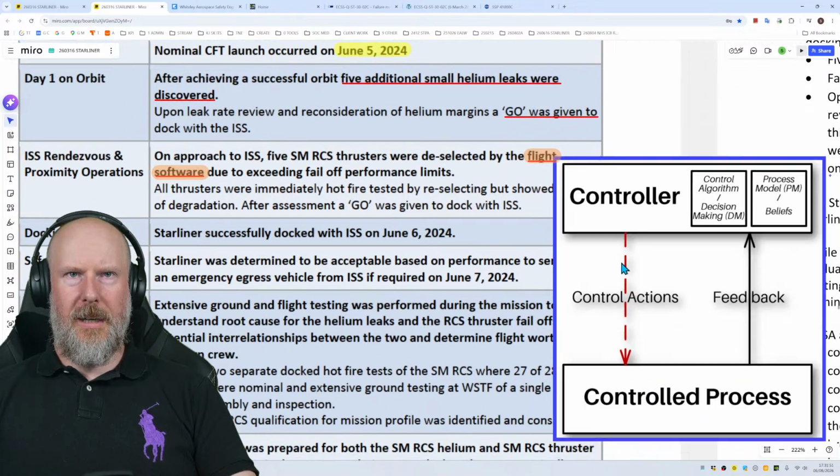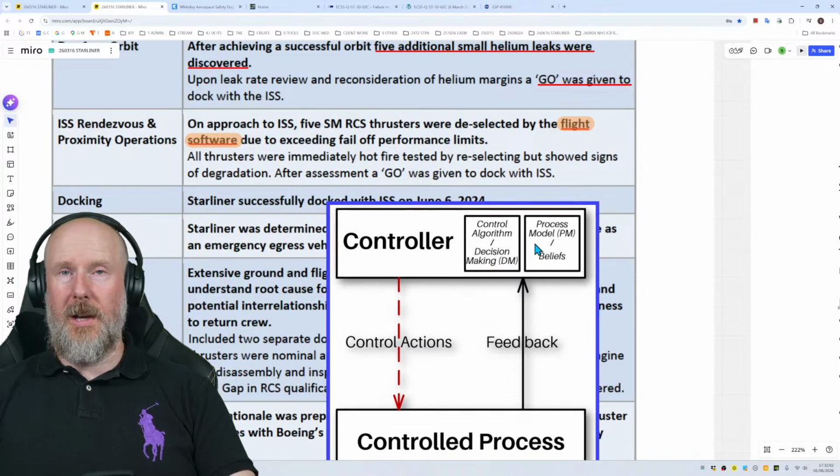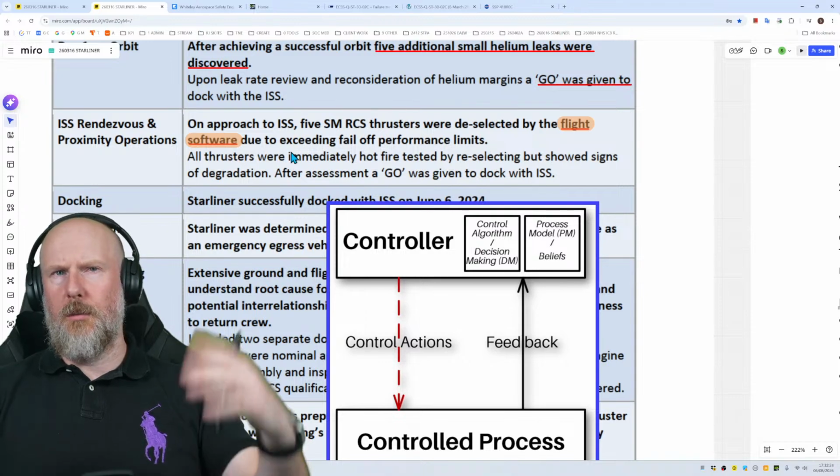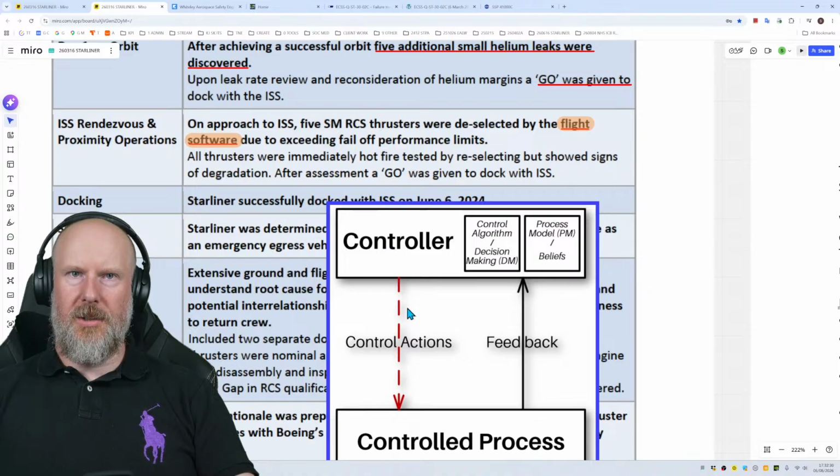So we've got the flight software, and on approach to ISS, 5 thrusters were deselected by the flight software. So the flight software has made a decision based on a control algorithm. It's a piece of software, so there's a programmed algorithm in there that is related to the deselection of the thrusters, and it's due to some form of feedback exceeding fail-off performance limits. So there's a process model inside the software, some beliefs that the thrusters have exceeded fail-off performance limits, or some other related fail-off performance limits have been exceeded, and so the decision is to shut it down.